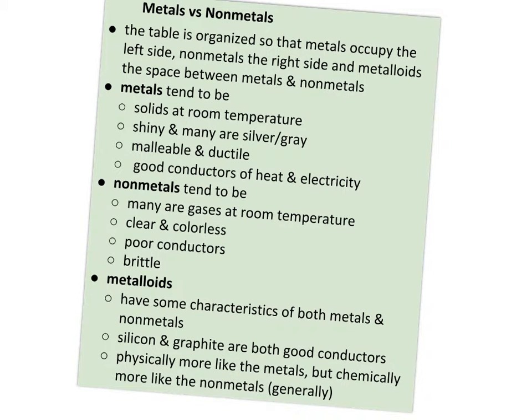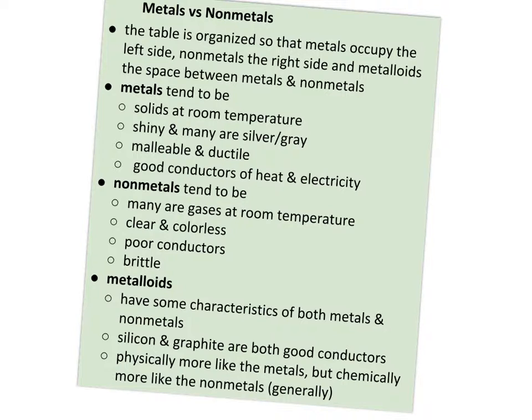So metals versus nonmetals. This is the big distinction on the table. The left side are the metals, and it's more than just half, but the left side is metals. The right side is nonmetals. And then there's this zigzag line where you have metalloids, where you have elements that tend to have some properties of each. So properties of metals: solids at room temperature, all except mercury; shiny, many are silver or gray in color, in fact virtually all of them except for gold and copper.